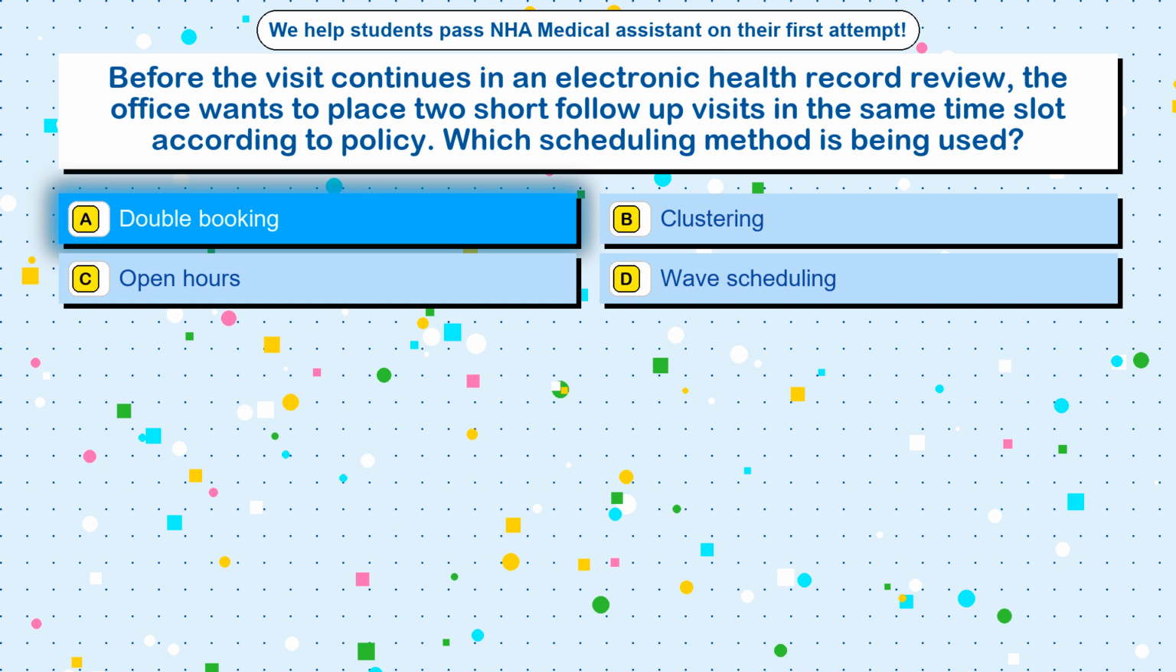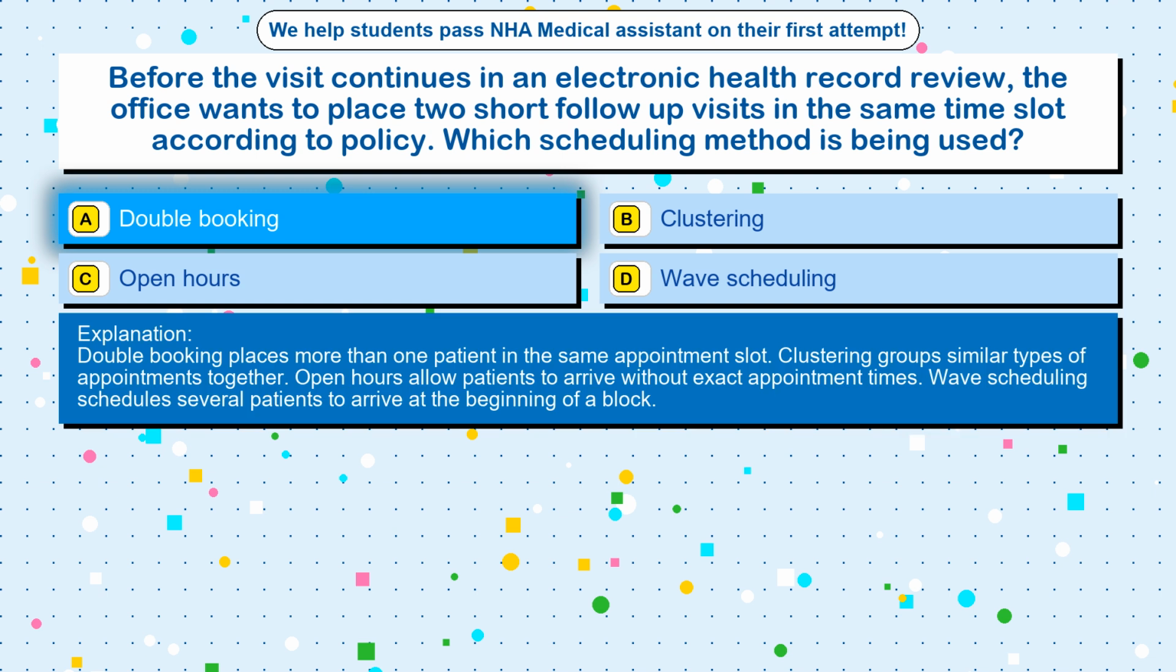Double booking. Double booking places more than one patient in the same appointment slot. Clustering groups similar types of appointments together. Open hours allow patients to arrive without exact appointment times. Wave scheduling schedules several patients to arrive at the beginning of a block.